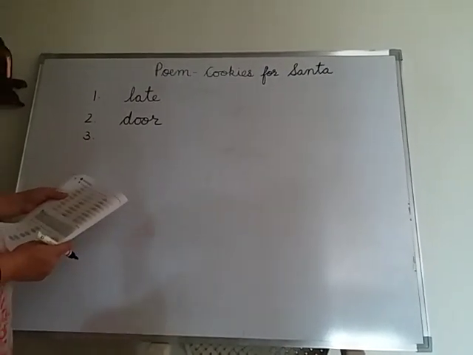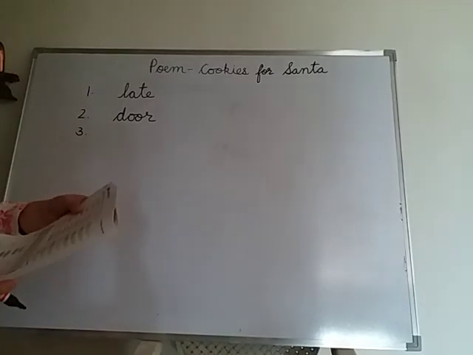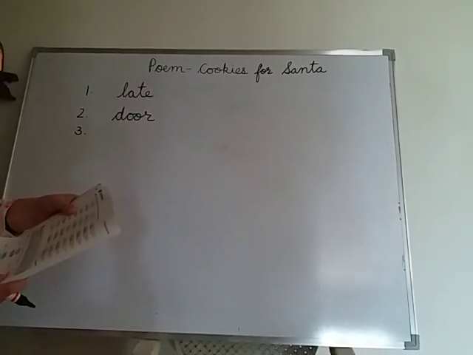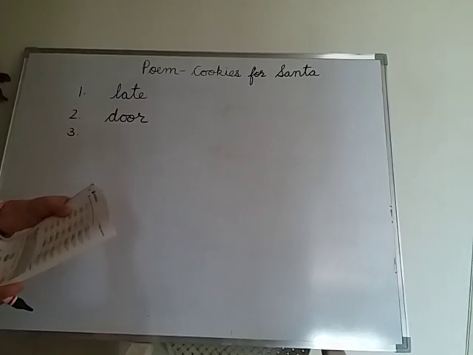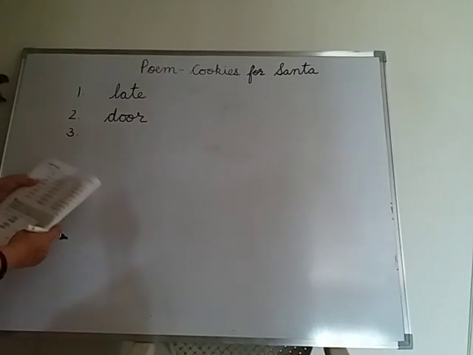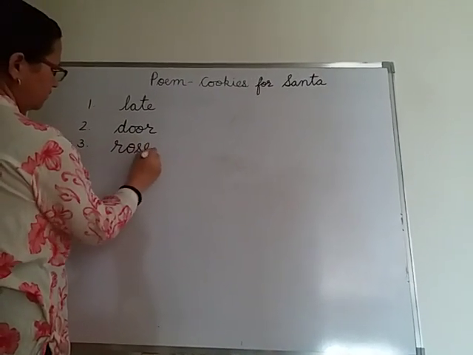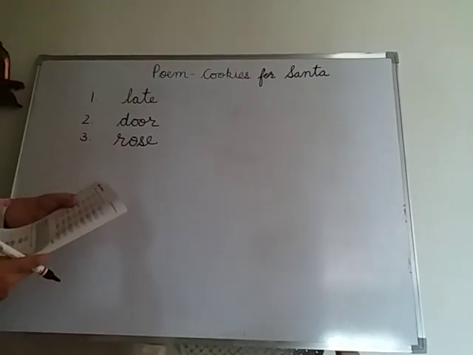Now the next word is given, those. Third number is those. Now one rhyming word is already written there, those, goes. And what I have selected for you is rose. You all are, rose, red flowers. So rose.